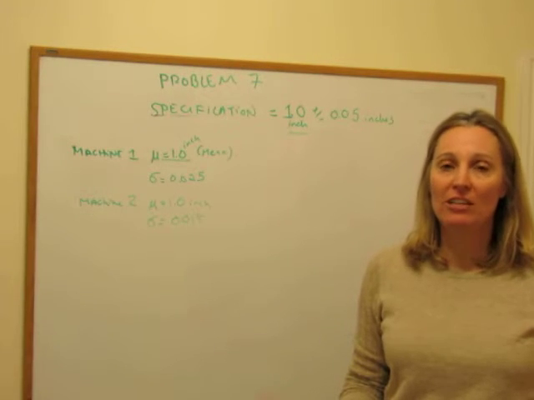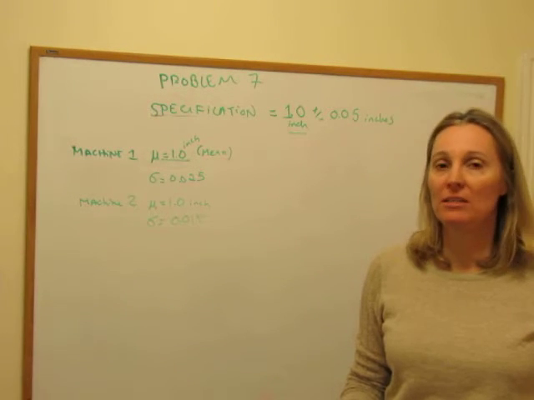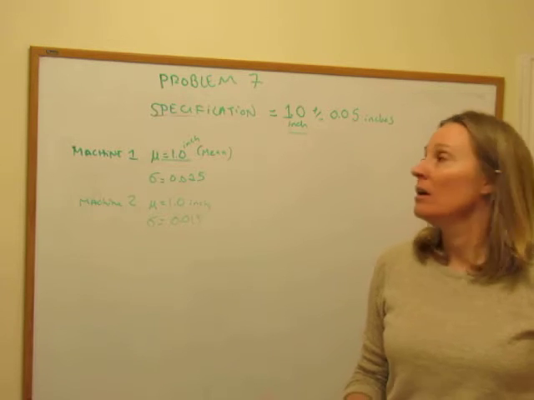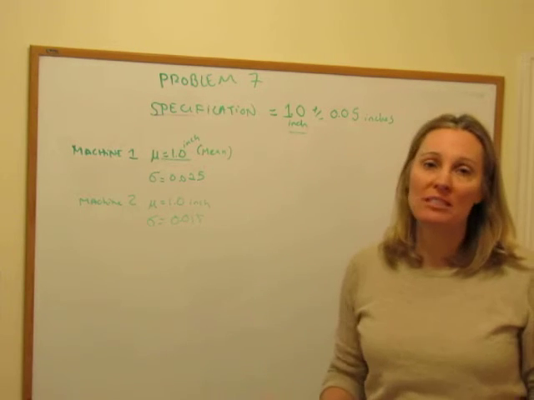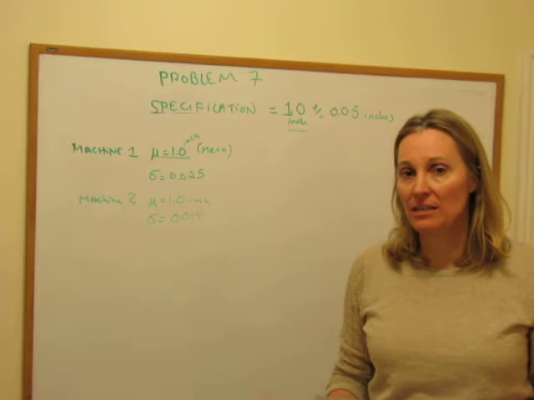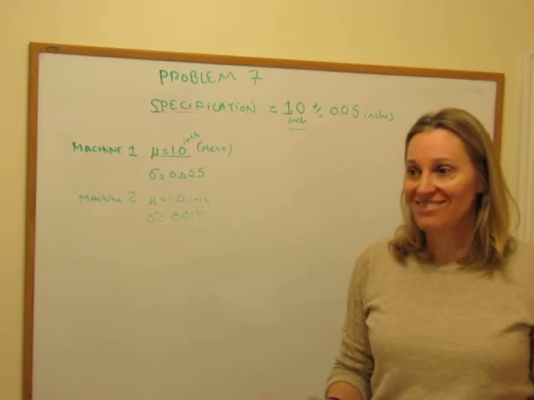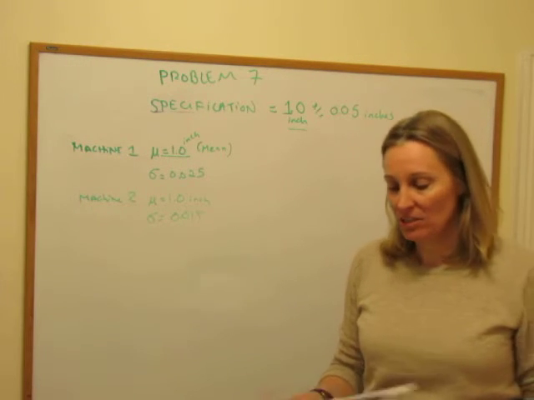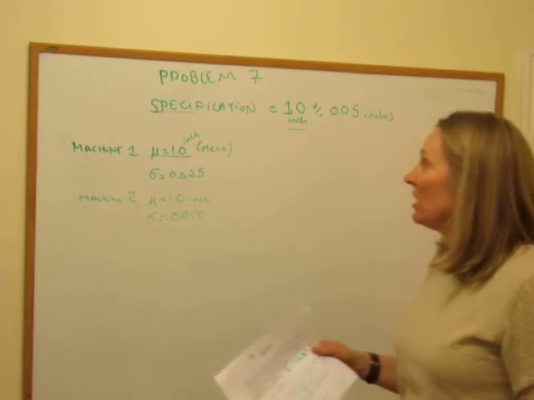Welcome to the review session for the Operations Management 726 midterm, and we are doing problem number 7, which is a process conformance problem in the quality section. So what is the capability of this process?